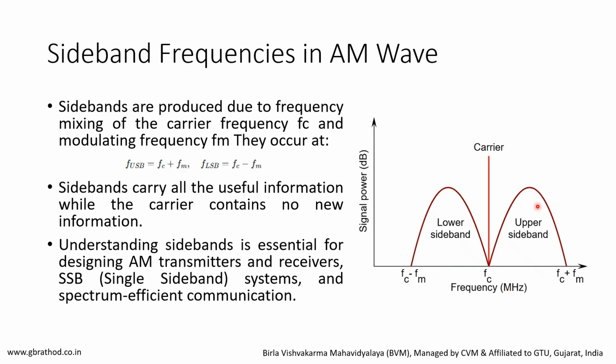Both the sidebands contain information. These sidebands carry all the useful information, while the carrier contains no new information. Understanding the sidebands is essential for designing AM transmitters and receivers, SSB single sideband systems, and spectrum efficient communication. I hope you understood a little bit about these sidebands and amplitude modulation, what the analysis is, and what is happening to this waveform. Basic equations were just discussed. You'll understand more depth in further subjects.